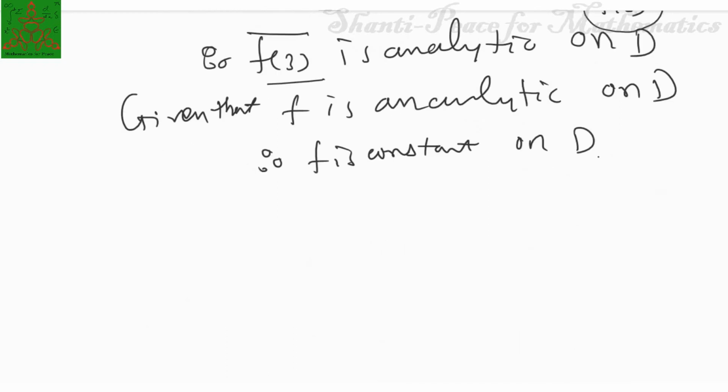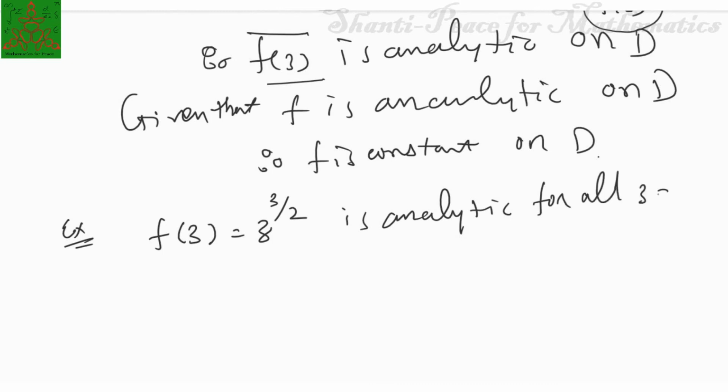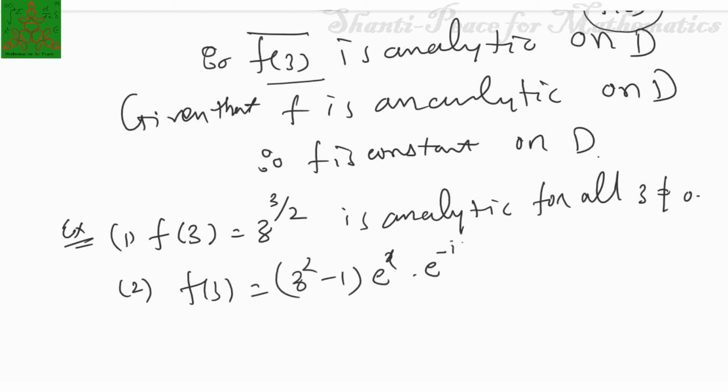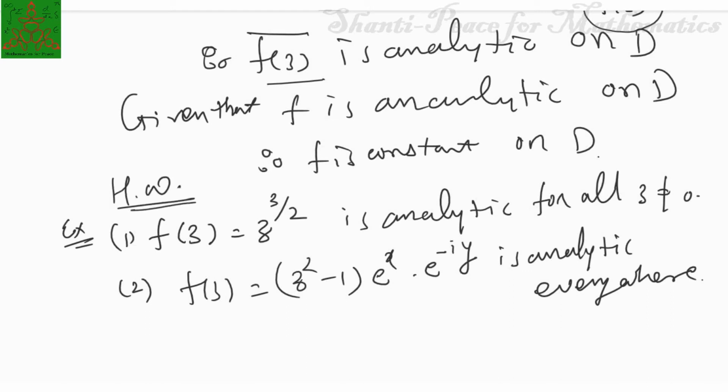Lastly, I am giving you some examples to solve by yourself. Prove that f of z equal to z raised to 3 by 2 is analytic for all z not equal to 0. This is the first example. In the second example, you can prove that f of z equal to z squared minus 1 into e power z into e power minus iz is analytic everywhere. That means it is an entire function. So these two examples you can solve by yourself. I am giving them as homework.